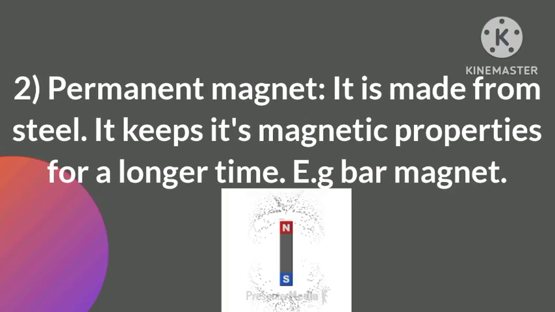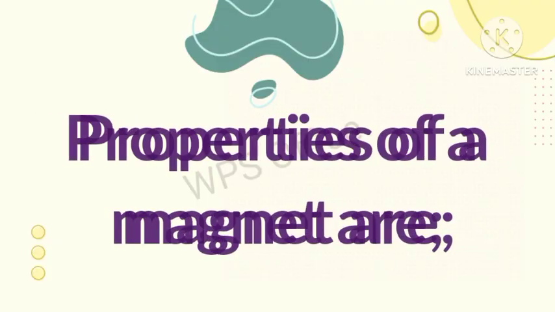Next, a permanent magnet is made from steel. It keeps its magnetic properties for a long time, so that is the reason it's called a permanent magnet. An example is a bar magnet.